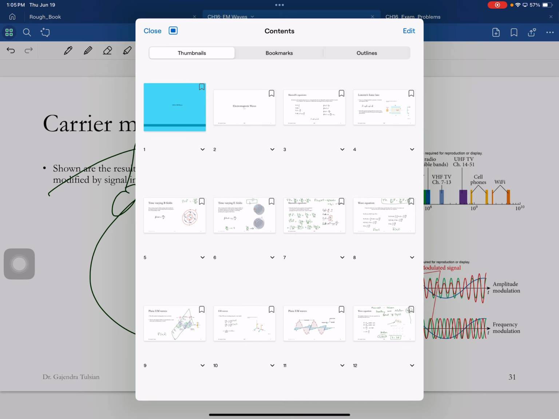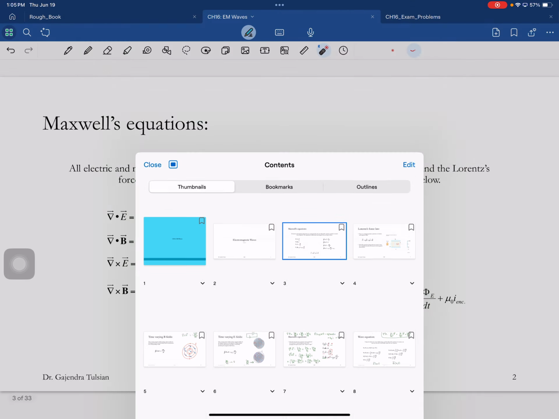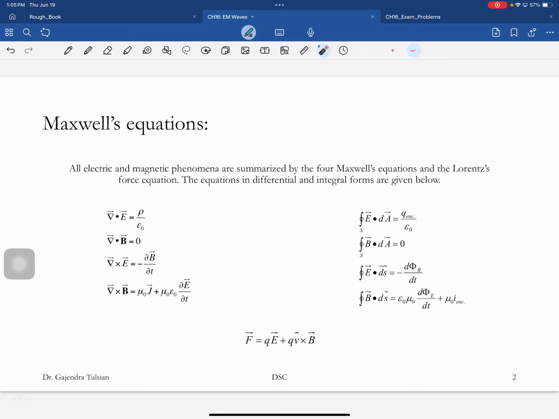What produces magnetic fields? A moving charge produces a magnetic field. So you see, here's a moving charge. This is the current density.